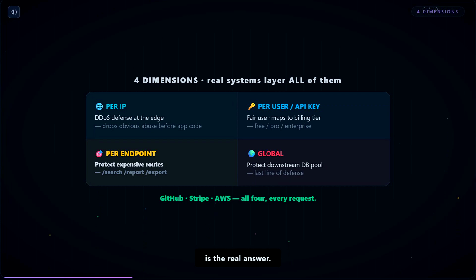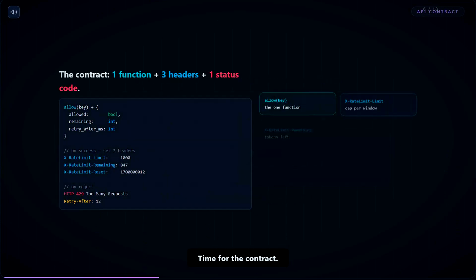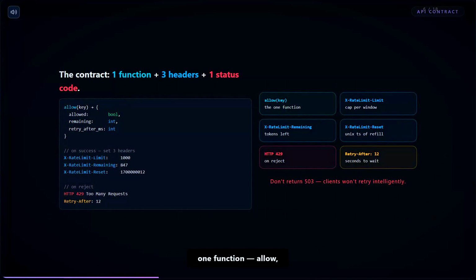Time for the contract. Your rate limiter exposes one function, allow. Give it a key like user:245, and it returns one of 3 things. Allowed true, with a remaining count and a reset timestamp. Allowed false, with a retry-after value in seconds. Or, in advanced systems, allowed delayed, meaning queue this request for a few hundred milliseconds and then serve it.